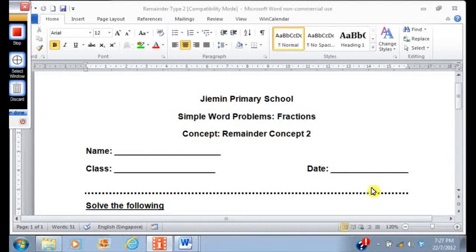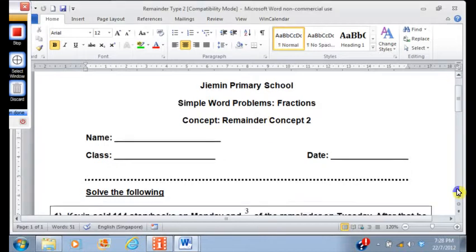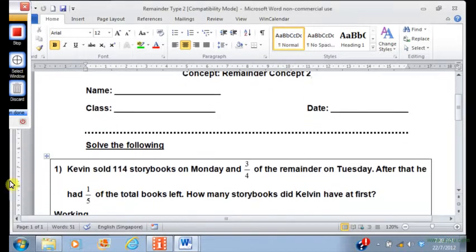Okay, we're going to look at another type of remainder concept, fractions word problems. I call it the remainder concept too. This is another type of remainder concept that I need you to learn as well. But the method is the same. Whenever you see remainder, you use the branch method. Right, let's look at one question.